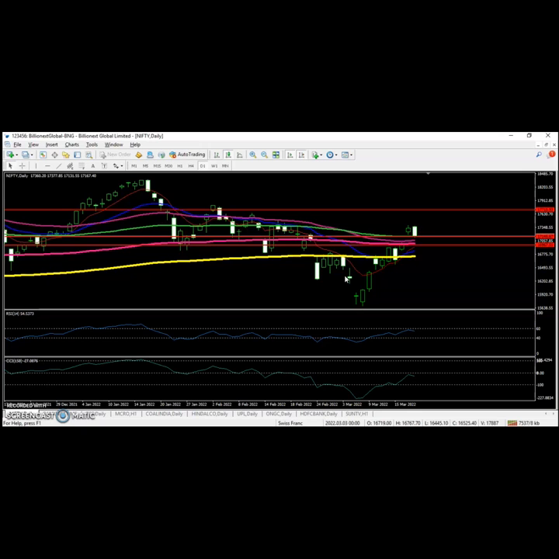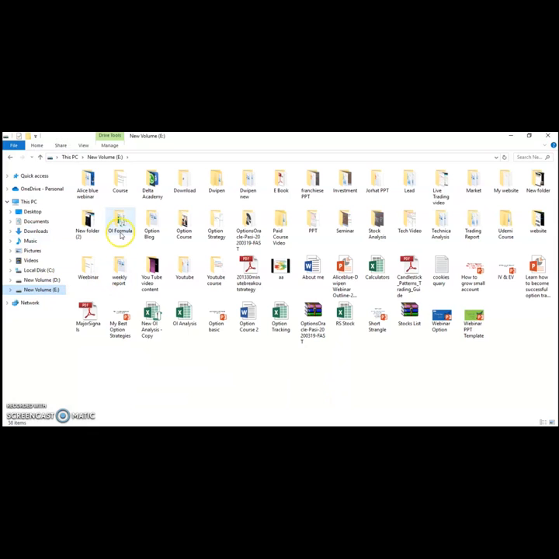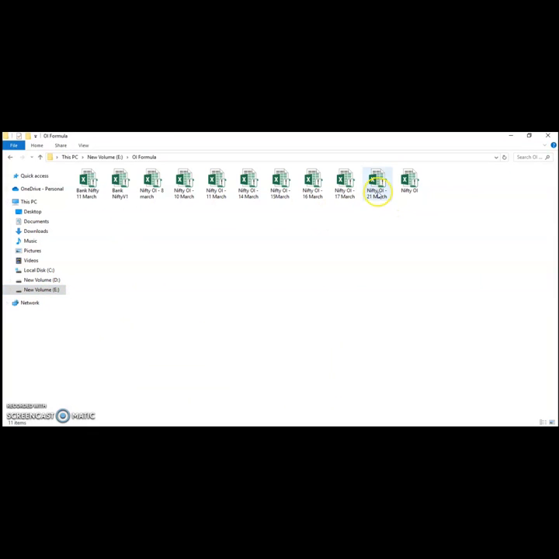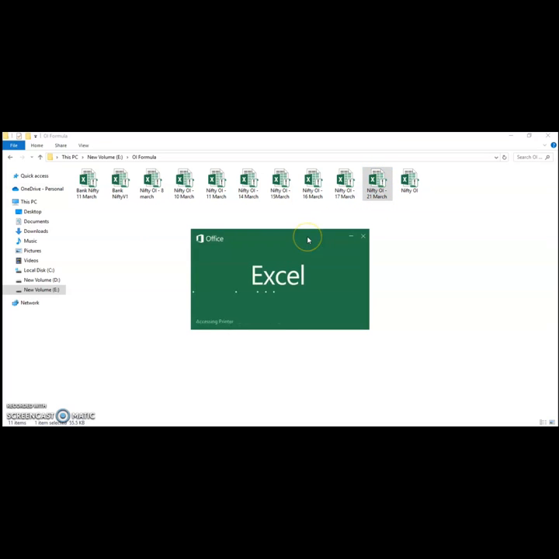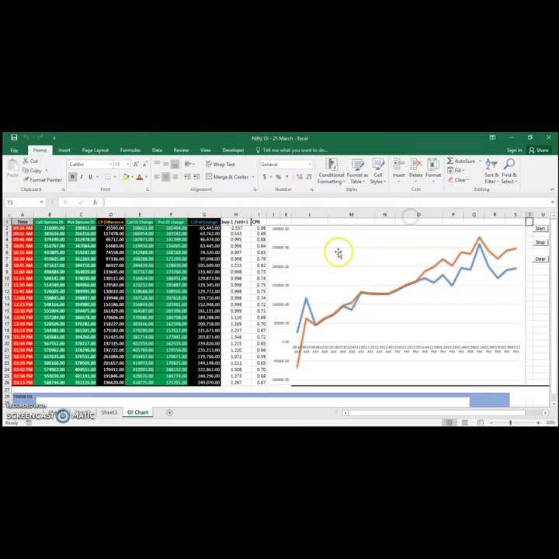So how did we come to know that the market will drop today? Let me show you a very interesting thing. We are using the OI formula. Today is 21st March. Let me make it bigger a little more. Okay, now here I can see a very important thing.